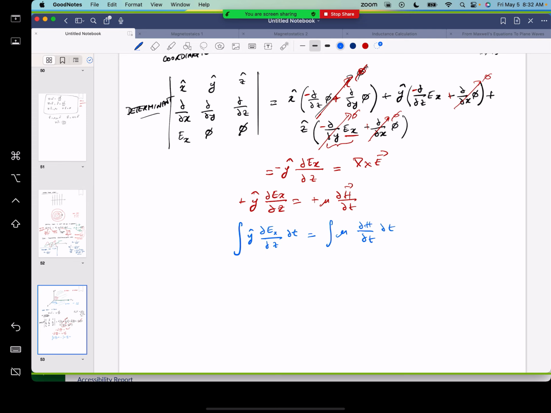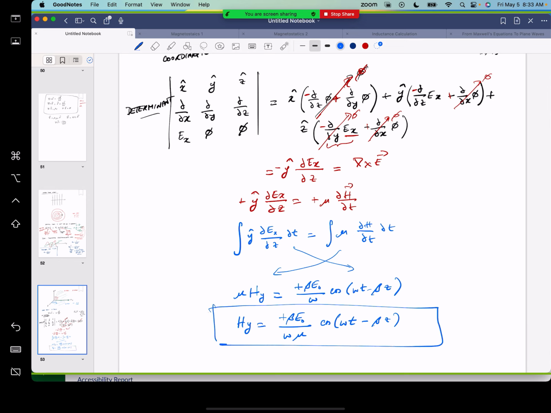I'm going to sort of switch the direction. So here it's mu H_y is equal to plus beta E naught over omega cos of omega t minus beta z, or H_y is plus beta E naught over omega mu cos of omega t minus beta z. So this is the equation for a traveling magnetic field.